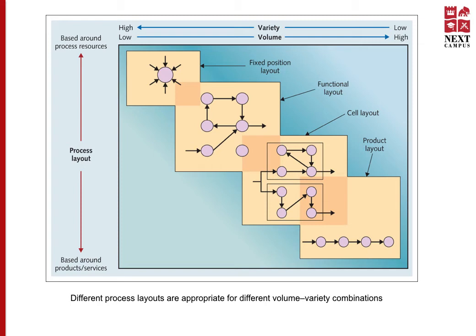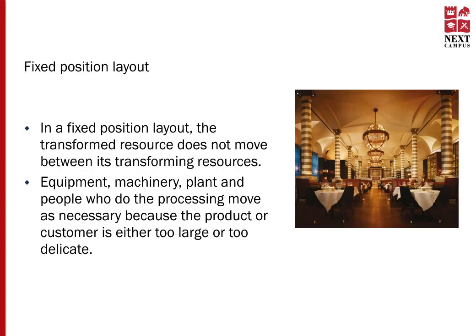The fixed layout positions are based around process resources, and the product layout is based around products and services. So what are the characteristics of a fixed position layout? In a fixed position layout, the transformed resource does not move between its transforming resources. Equipment, machinery, plant, and people who do the processing move as necessary because the product or customer is either too large or too delicate. Example, a restaurant.